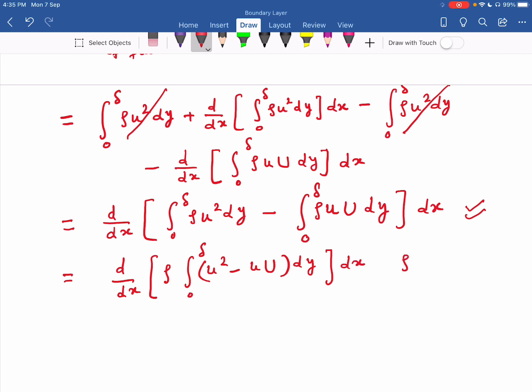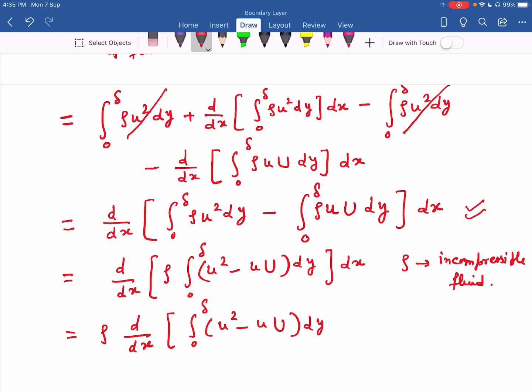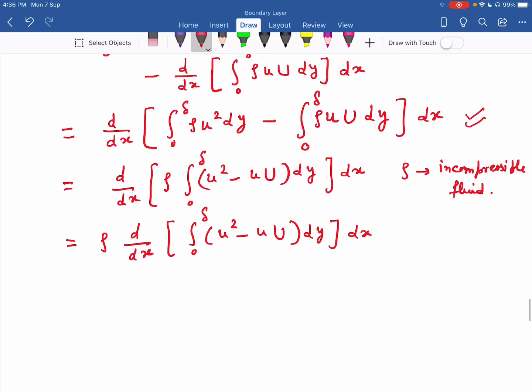That means you have an incompressible fluid, that is, liquid. So further I can write it as ρ d/dx of ∫ from 0 to δ of (u² minus uU) dy into dx. So this is the rate of change of momentum.